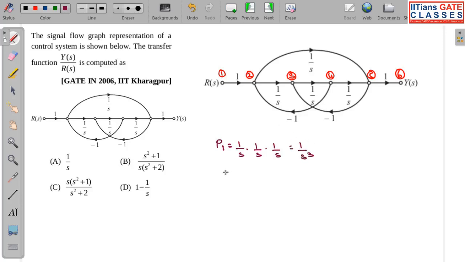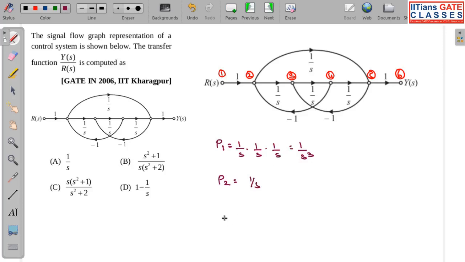Any other path from your source node to sink node? Yes, there is one more path which is from 1 to 2, 2 to 5 and then from 5 to 6. What is the path gain? That is your 1 by s, you can see over here. Okay, so P2 is 1 by s.